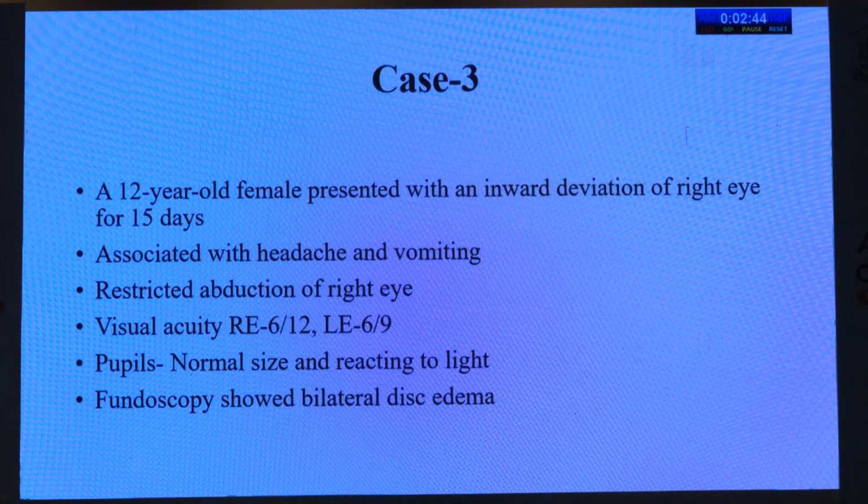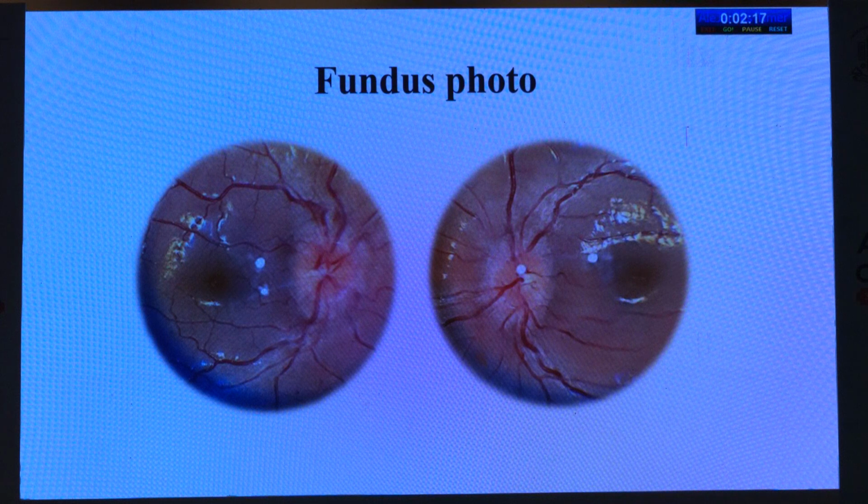Coming to my third case, a 12-year-old female presented with inward deviation of the right eye since 15 days, associated with headache and vomiting. She had esotropia of 30 degrees, and there was a restriction of abduction in the right eye. Visual acuity was 6/12 and 6/9, with normally reacting pupils, and this is how her fundus picture was.